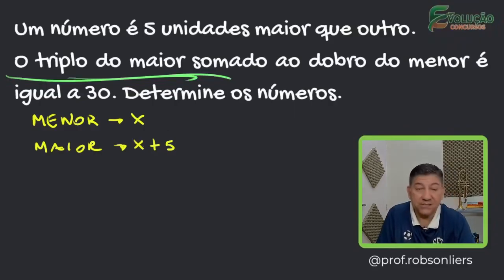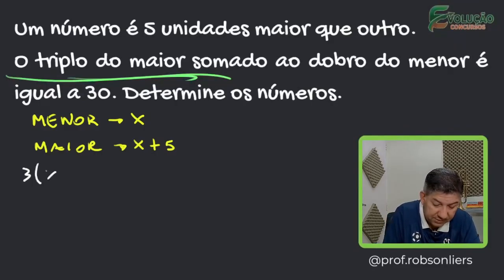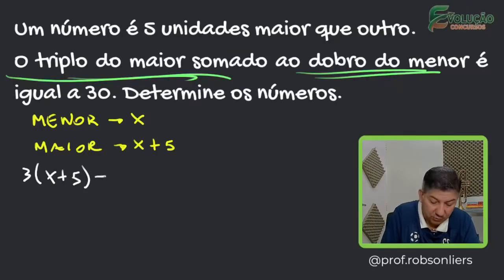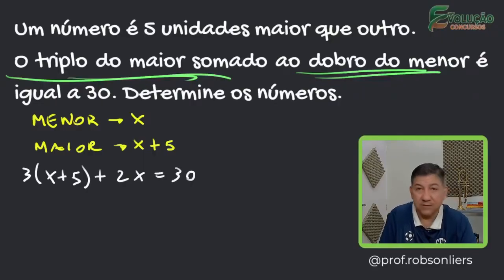If the greater one is x plus 5, the triple of the greater one will be 3 times the quantity x plus 5. Added to the double of the smaller one, wait, the smaller one is x. So the double of the smaller one will be 2x, plus 2x. That is equal to 30. Cool, we've set up the equation.